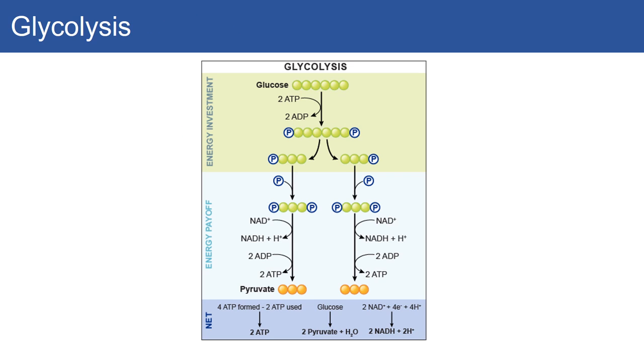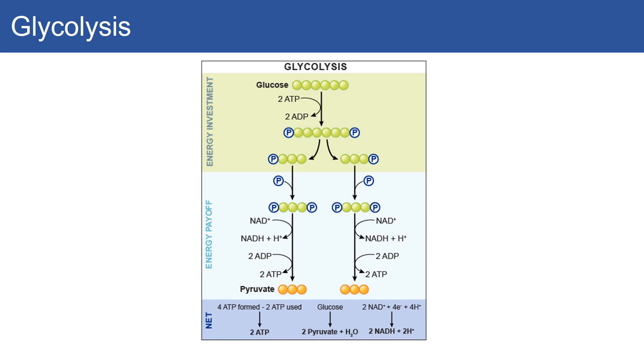So glycolysis, basically, the idea is we're going to take glucose as an energy investment, and we're going to convert it into 2 ATP, 2 pyruvate, 2 water, 2 NADH, plus 2 protons. So the net is 2 ATPs, 2 pyruvates, water, 2 NADHs, and 2 protons. That's the net. We are going to use some ATPs along the process, especially in the first step. So we have some energy investment in the first steps, and then we start paying off.